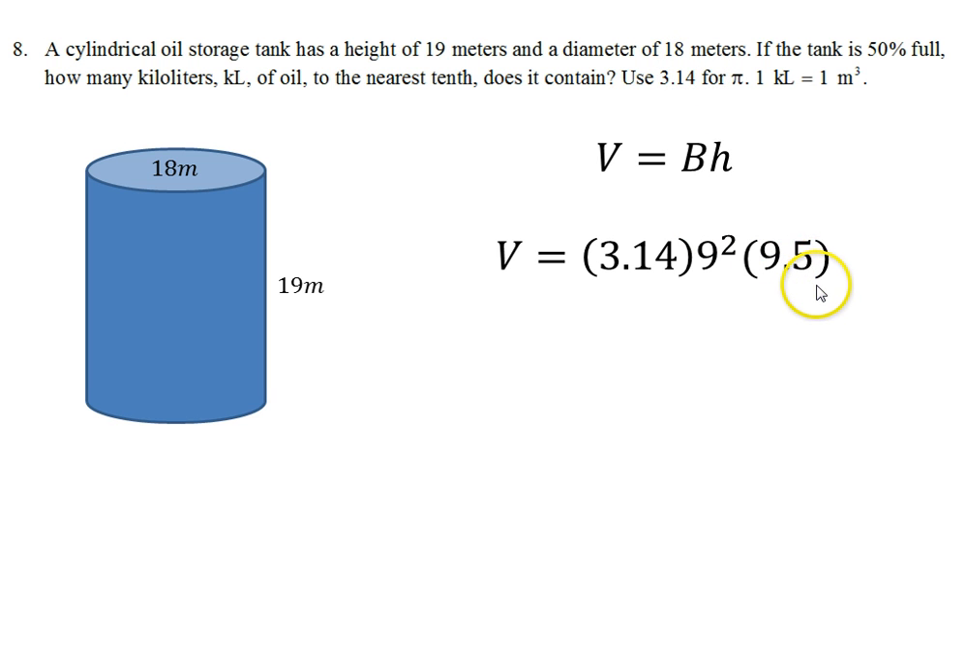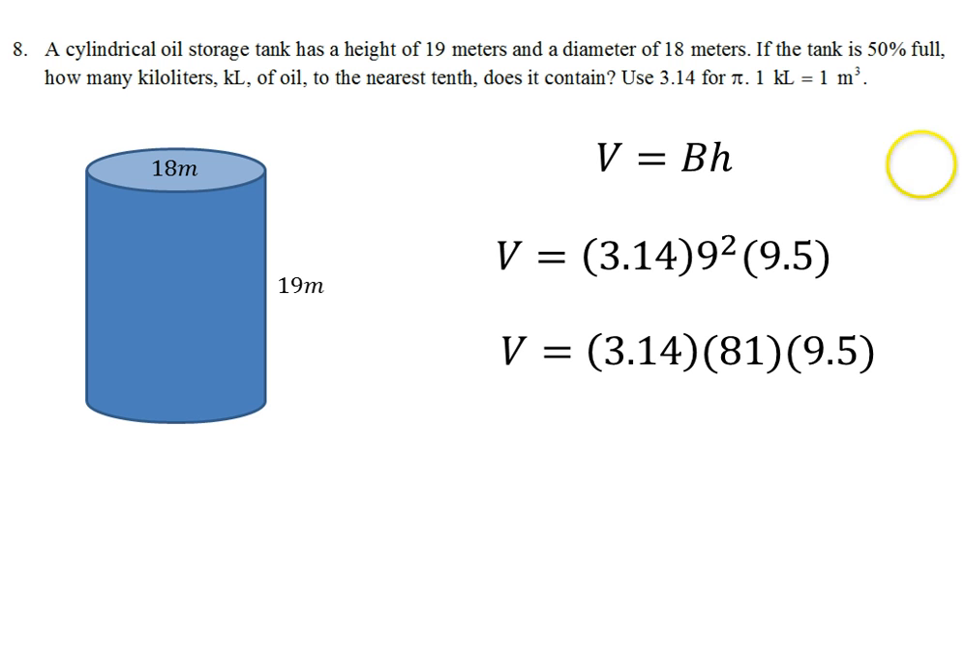9.5, where does that come from? 9.5 is the height, but looks like over here the height is actually 19. Yes, it's 19, but they're saying that the cylinder is only half full. So I'm just going to find the volume of half of this cylinder, since only half of it is being filled up. Once I have this, I'm just going to do the order of operations here.